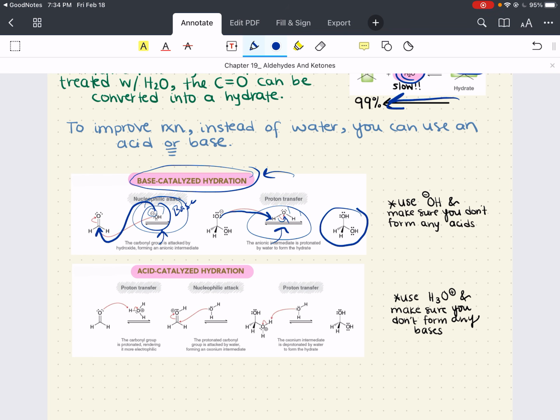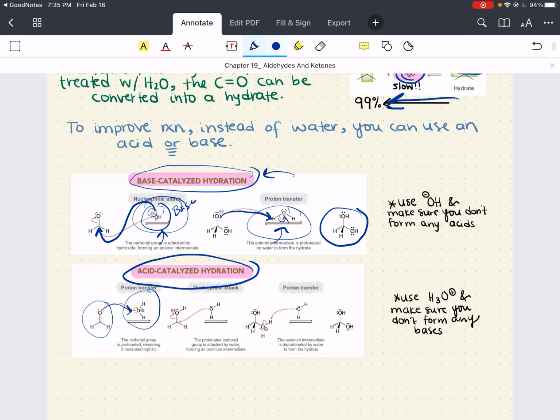Now for our acid catalyzed hydration, what we can do is start off with our ketone or aldehyde, whatever, and we can treat it with hydronium. Hydronium here is going to be our acid in this case. First step, the carbonyl group is going to be protonated. So this oxygen is going to take that hydrogen from hydronium, rendering it more electrophilic.